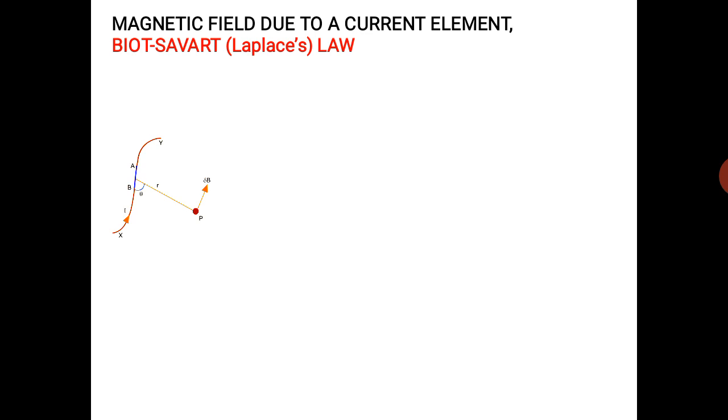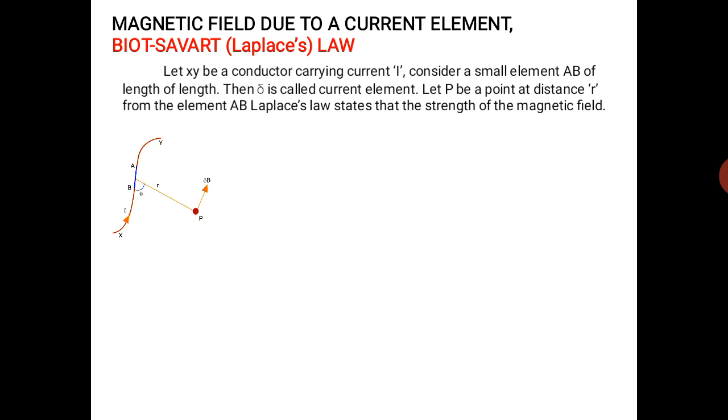Here XY is the conductor carrying current I. For the Biot-Savart law or Laplace law, you have to take a small conductor. Let the conductor be AB, and let its length be dl. That also produces a field, and it has the same current, meaning the same current is flowing through that small conductor of length dl also.